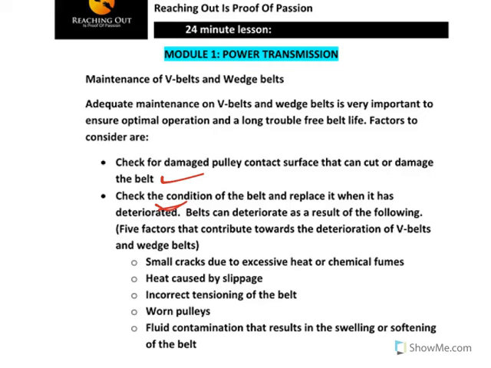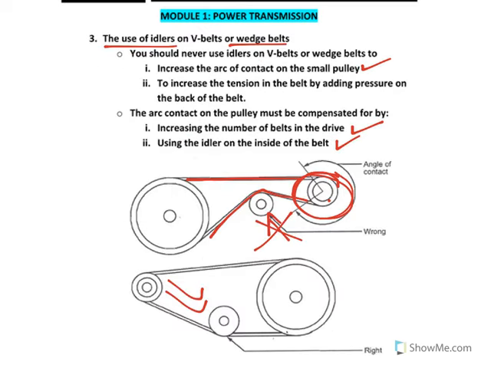Belts can deteriorate as a result of the following. Now, in this question, be careful of such a question in exam. It says 5 factors that can contribute towards the deterioration of V-belts or wedge belts. The first one is small cracks due to excessive heat or chemical fumes, heat caused by slippage, incorrect tensioning of the belt. Remember, using the previous diagram, we said if you are going to use the V-belts with an idler on the outside, like this diagram, it is not allowed.